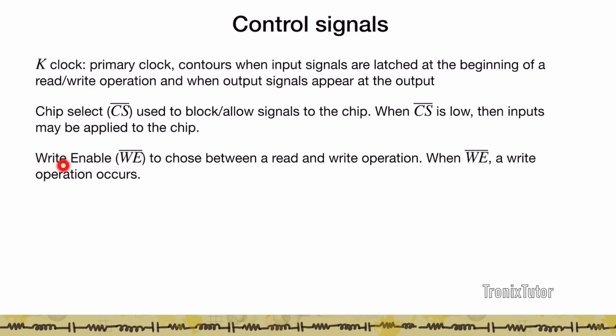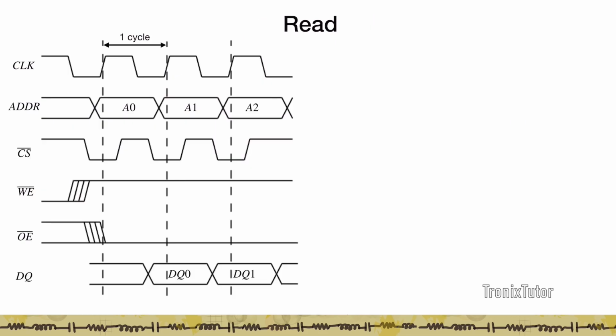We also have another signal which is known as the write enable signal, and this is used to choose whether we want to do a read operation or a write operation. And so write enable will tell the memory whether it is a read or a write operation. So now let's look at a typical read operation on a SRAM memory.